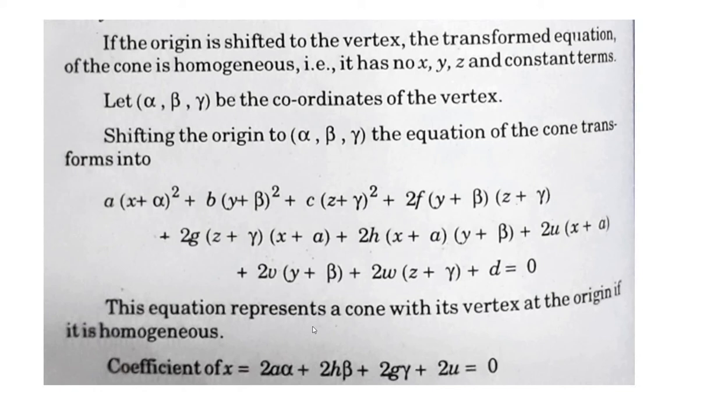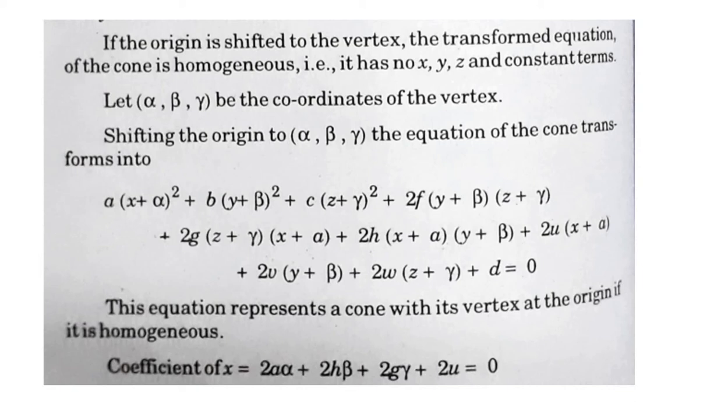We presume, see actually the second degree equation is given. We presume that it represents a cone, from which we will arrive at the condition. So that is the procedure. To obtain the condition, we have to presume that it represents a cone. So by shifting the origin, that is the first step. You are going to shift the origin.